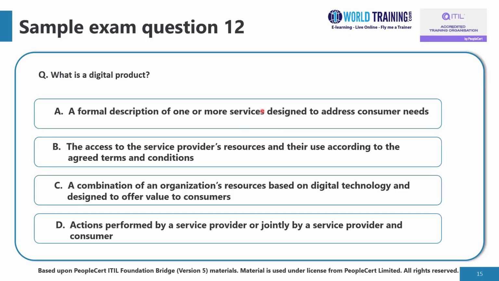Number 12. What is a digital product? A, a formal description of one or more services designed to address consumer needs. B, the access to the service provider's resources and their use according to the agreed terms and conditions. C, the combination of an organization's resources based on digital technology and designed to offer value to consumers. D, actions performed by a service provider or jointly by a service provider and consumer.